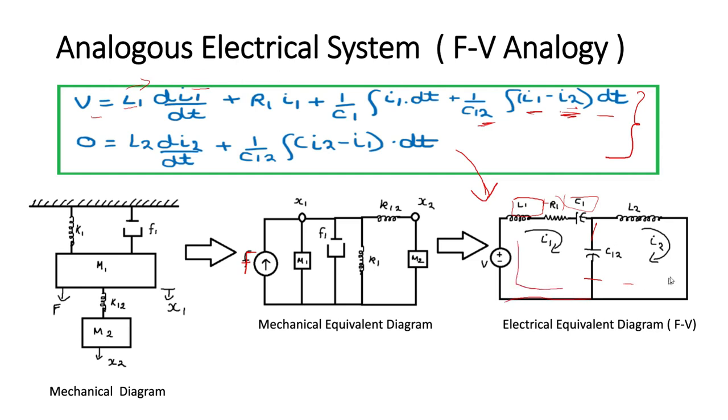Now the second mesh. So now we have drawn this capacitor and now only this inductor is left. So we will draw the inductor here like this. And this is your electrical equivalent diagram with force voltage analogy. So you can see for any mechanical diagram, you have to first draw its equivalent diagram and then write its equation, and then using this force voltage analogy, you will write the equation like this, and then you will turn those equations into this diagram.